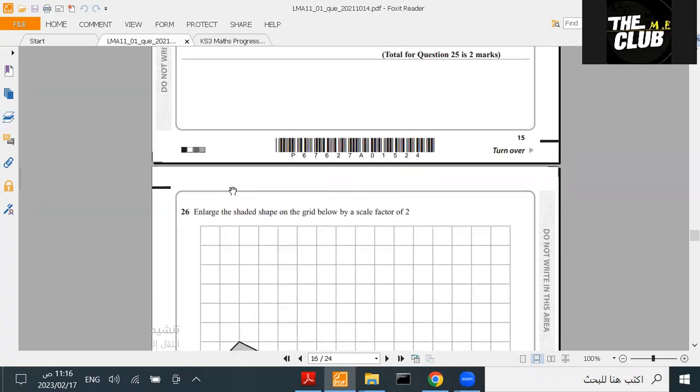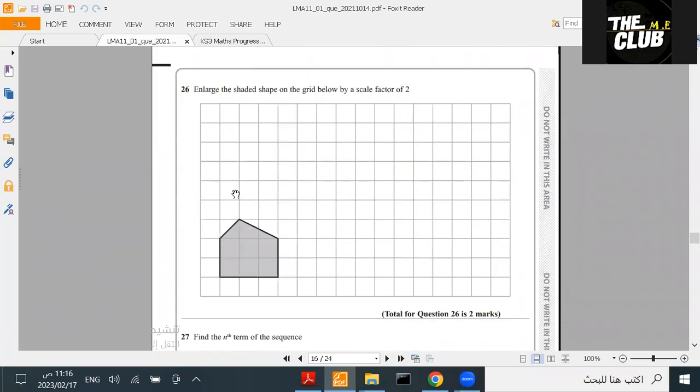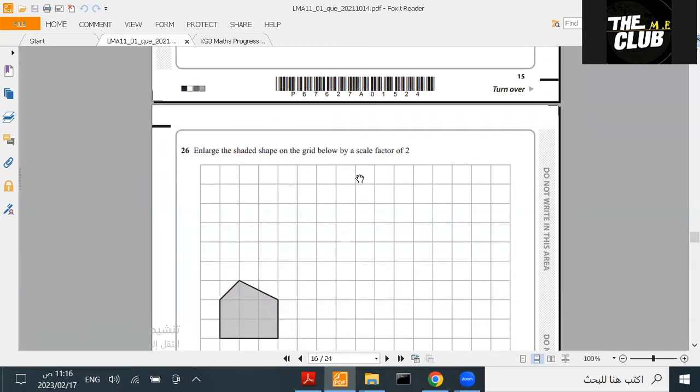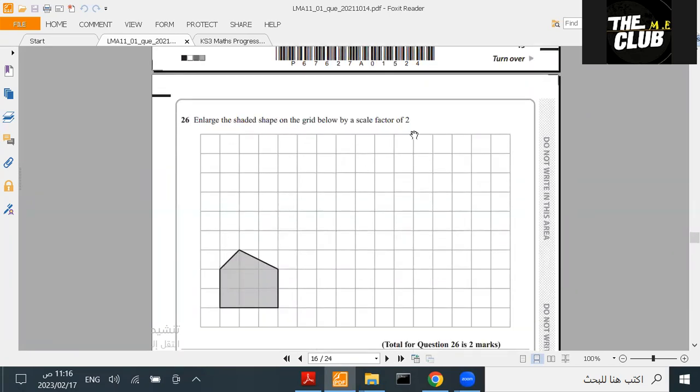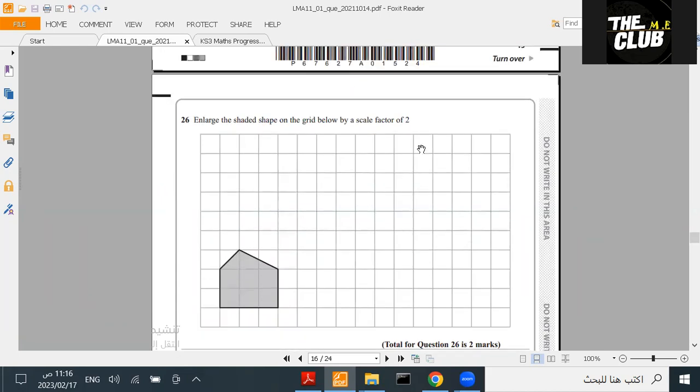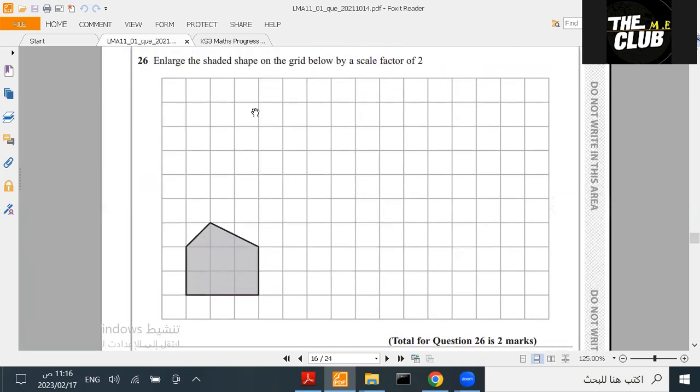Okay, this question is done. Let's move on to 26. Enlarge the shaded shape on the grid below by a scale factor of 2. Scale factor of 2 means we will enlarge it 2 times. That's the meaning of scale factor of 2. We take the shape and want a scale factor of 2.